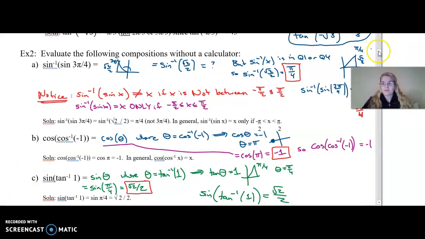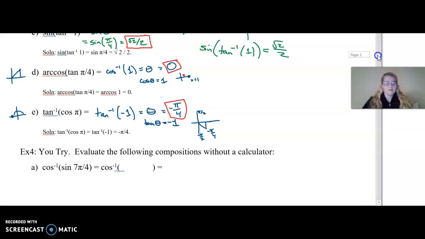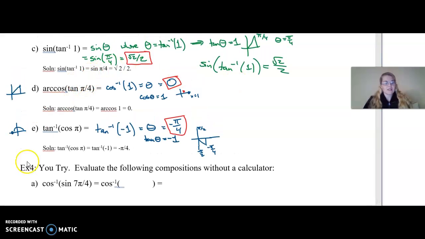Alrighty, so back to where we were. Let's look at just a couple more examples, and then you're going to get to try some on your own. So, arc cosine of tangent of pi over 4. Arc cosine is the same thing as cosine inverse. Tangent of pi over 4, again, that's going to be 1. So what's cosine inverse of 1? Well, that's going to equal some theta, so that cosine of theta equals 1. Where is cosine equal to 1? That's right at 0 radians, or 0 degrees. So arc cosine of tan of pi over 4 is 0.